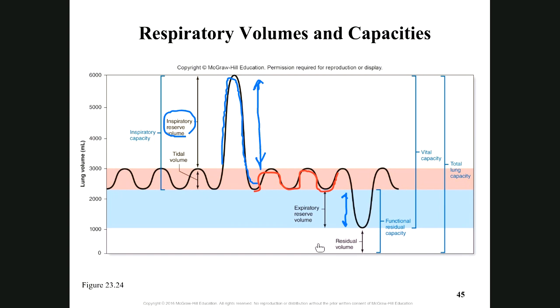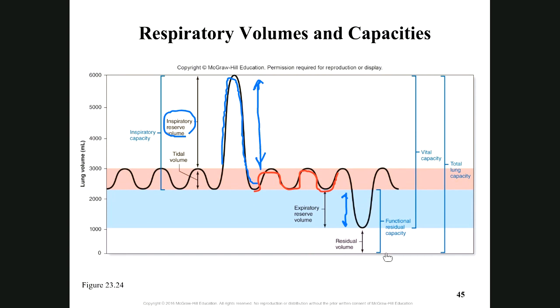And in the lab, I will talk about it a little bit for you. Then we have some capacities. We have 4 different types of capacity which can be calculated by these respiratory volumes. One of them is called inspiratory capacity. Look at here, here you can see inspiratory capacity. The inspiratory capacity is the sum of the tidal volume and inspiratory reserve volume. We call it inspiratory capacity.